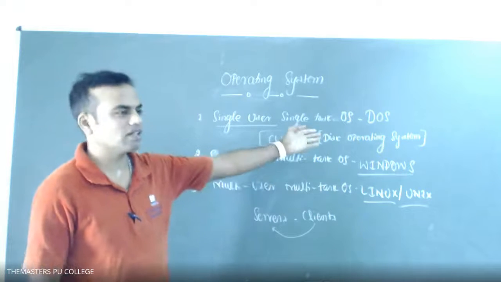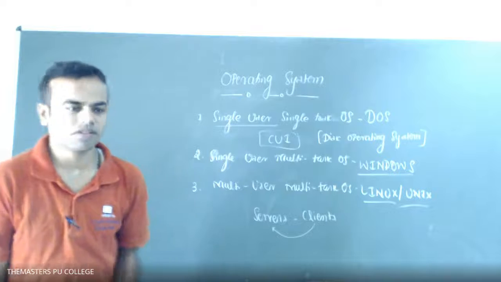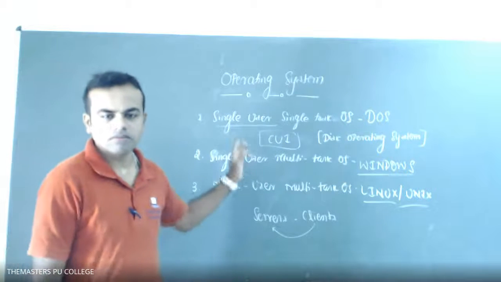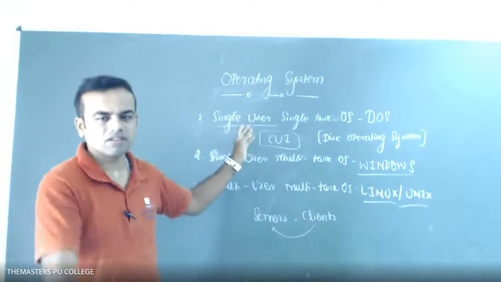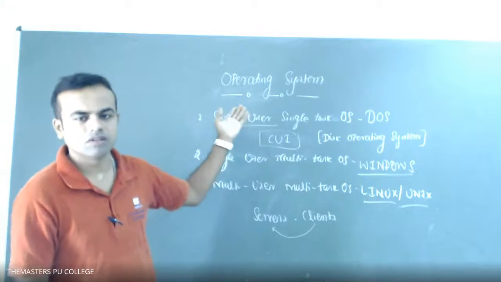Example. So just you write the example DOS, disk operating system, right? Okay, clear? Clear, Alva? You can make the sentence, no issue.